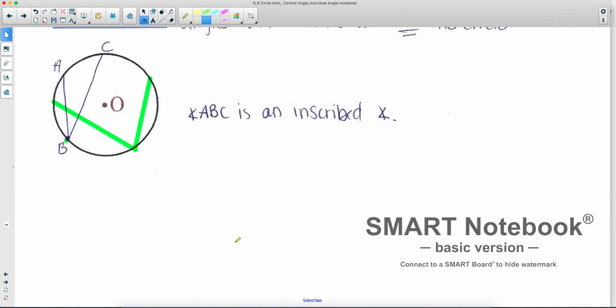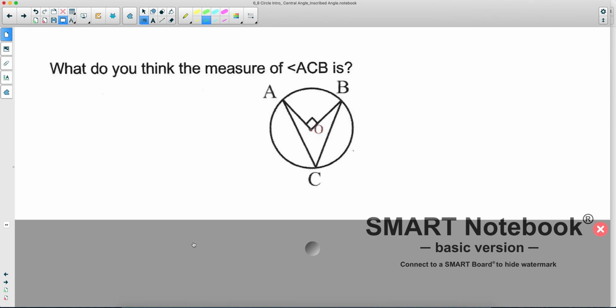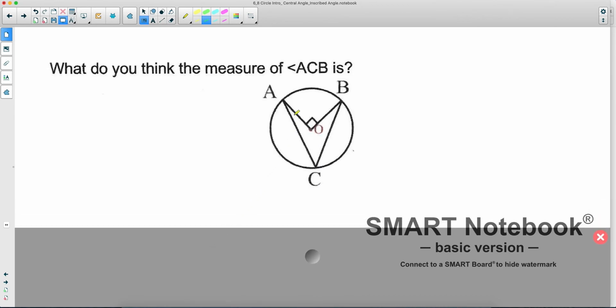So on the next page, look at an example. It says here, what do you think the measure of angle ACB is? Okay, so here's the thing. We know angle AOB is 90. We want this angle here. Now, if we know that this is 90, we also know that this arc from A to B is also 90 because this is a central angle.